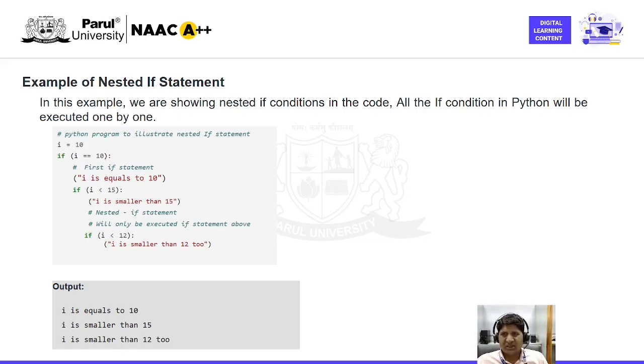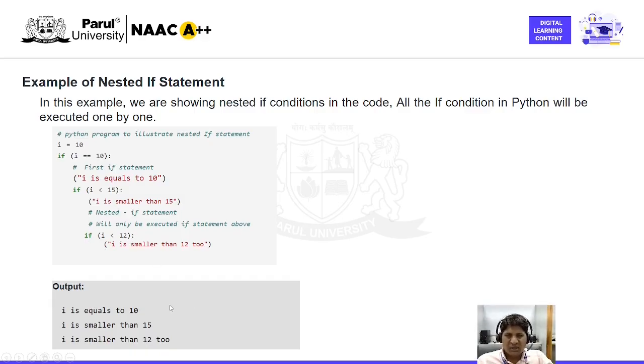Here is the concept of inner and outer statements. An inner statement is a statement present inside another if statement. Suppose the second one, I is less than 15, is present inside the if I is equal to 10. If any value provided to I is not equal to 10, this condition is not true, and the execution pointer never enters into this, and never checks I is less than 15 or I is less than 12.